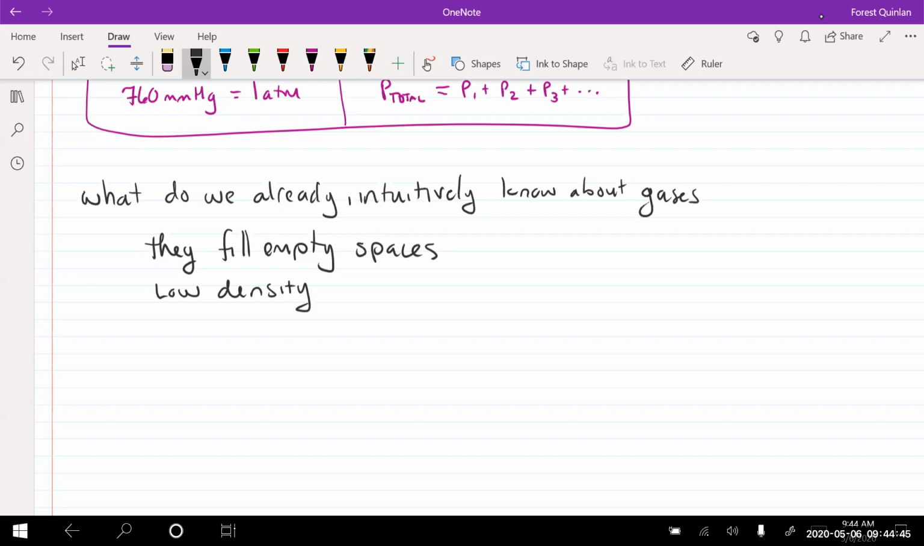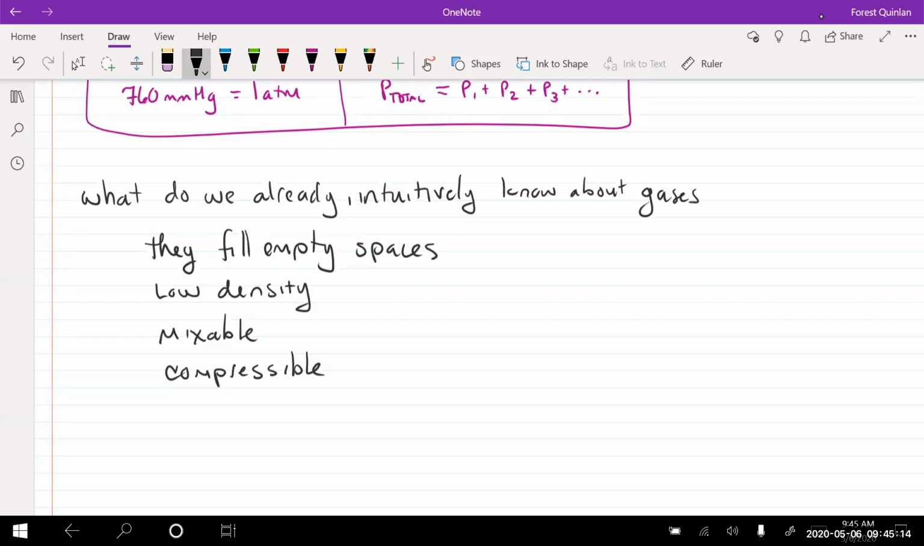We talk about air being that homogeneous mixture of oxygen and nitrogen. Yeah, they have to be very mixable. Compressible. So we have compressed gas cylinders. Unlike solids and liquids, we can compress gases, mostly because they are low density. And they will fill their spaces.